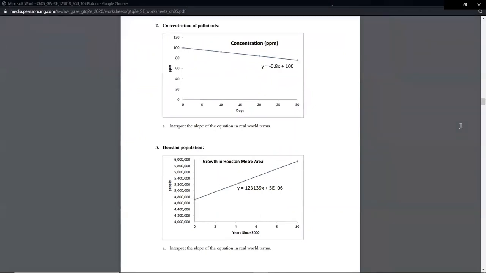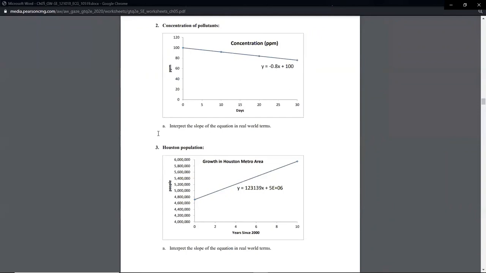So the concentration of pollutants. This is basically saying at time 0 days, there's a spill in some lake or river somewhere. And over time, the pollutant dissipates into the air, the water. So this is showing that it's dissipating, it's going down over time. So this 100 would be the initial amount of the pollutant, and this minus 0.8, that's how much we're losing per day since we're measuring in days.